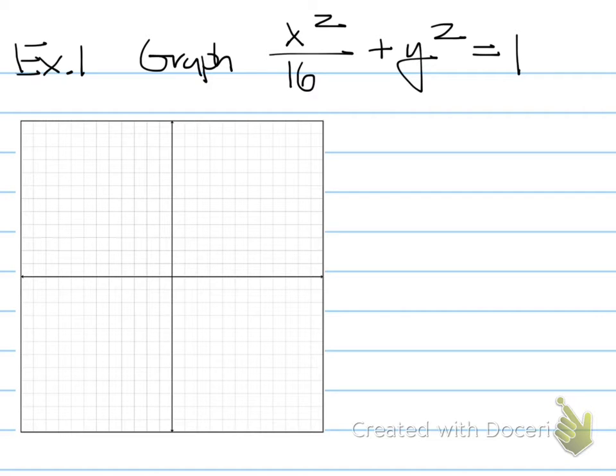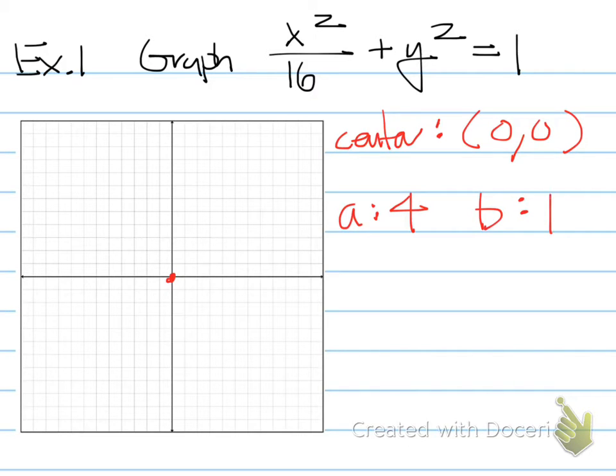Example 1, you've got x squared over 16 plus y squared equals 1. The bigger denominator is under the x squared, so that tells us that the horizontal dimension of the ellipse is going to be bigger than the vertical dimension. The center is going to be at 0, 0. And again, a squared is going to be equal to the bigger denominator. The bigger denominator is 16, so if a squared equals 16, that means a is 4. The smaller denominator is 1, so b squared equals 1. That means b equals 1.